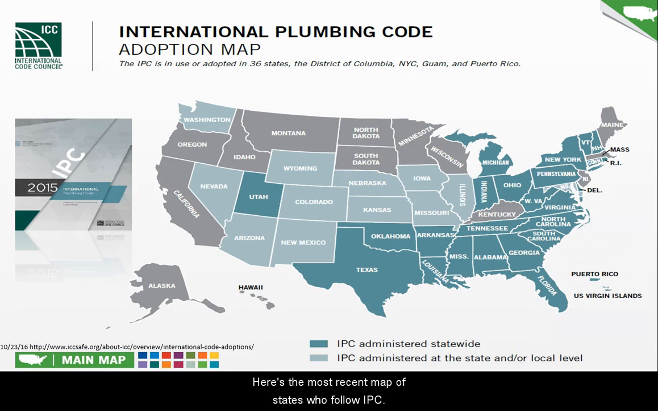Here's the most recent map of states who follow IPC. The states in dark gray follow other codes such as state-specific, UPC, or NSPC. Each state publishes its own code, which is what installers and inspectors follow. In turn, those codes cite standards that the products have to meet. For the most up-to-date information, always check the local code, as it may differ geographically or have changed.